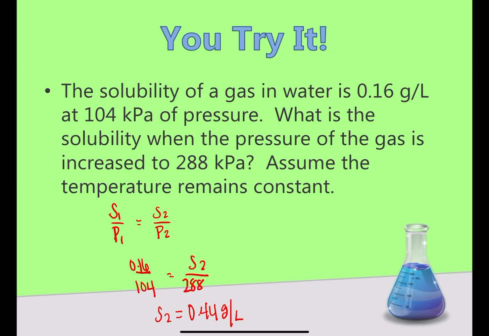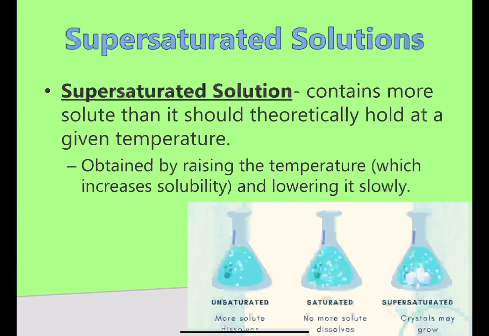So on this one, you should have gotten 0.44 grams per liter, okay? And again, the temperature has to remain constant on these because, remember, if the temperature changes, that changes the solubility. Increasing the temperature is going to increase the solubility. So we're not going to include that factor in here. We're going to leave the temperature constant and see what's going to happen to the pressure.